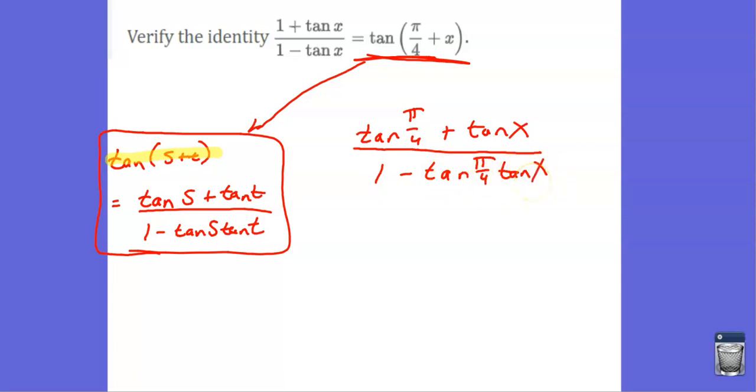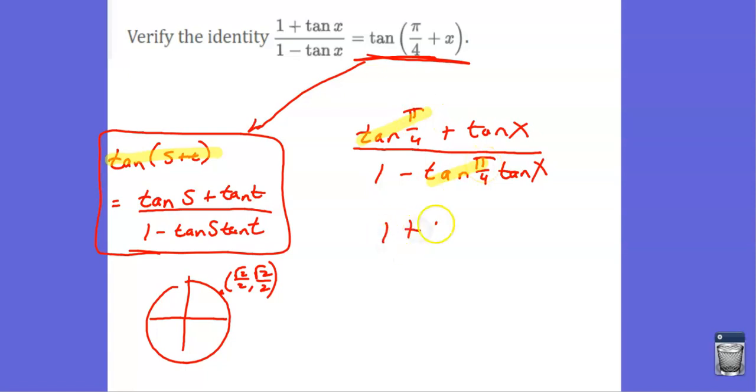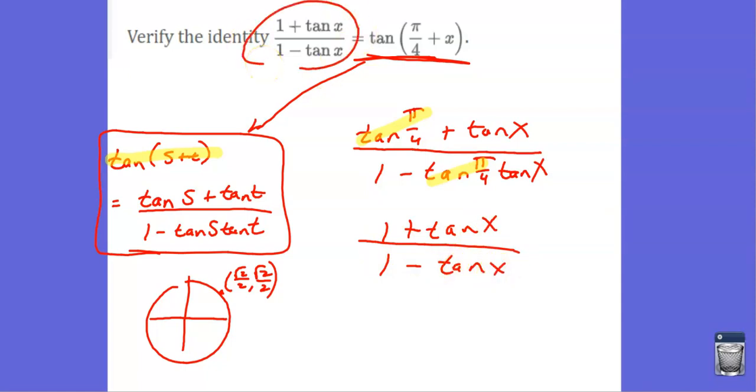Now again, pi over 4, if you think on the unit circle, is square root of 2 over 2, square root of 2 over 2, and the tangent of that is sine over cosine. So tangent of pi over 4 is 1. So we're literally just going to replace this and this with 1. So 1 plus tan of x, and then 1 minus tan of x, and notice I proved it. So it's actually very simple. You just had to make sure you use the formula.